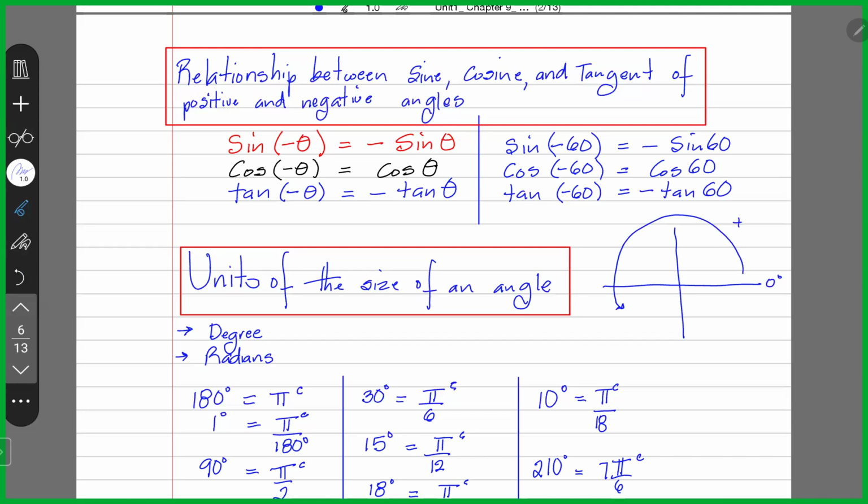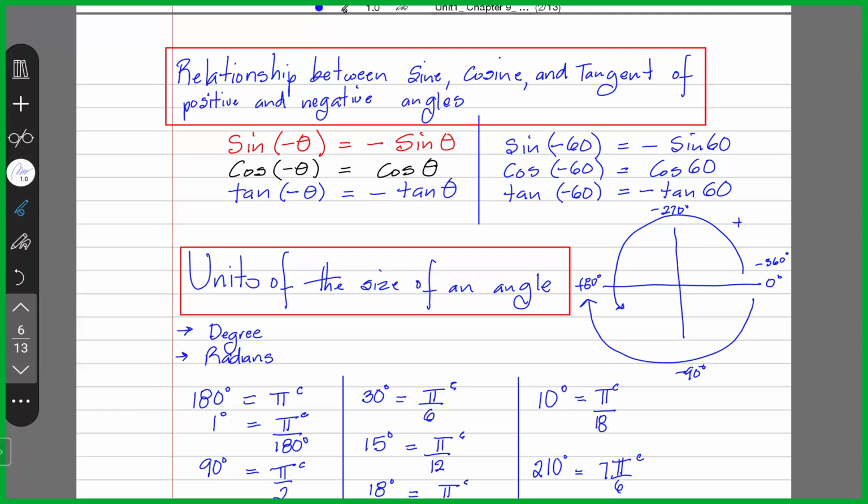The first quadrant is from 0 to positive 90. The second quadrant is from positive 90 to positive 180. That's the direction of positive angles. Now, this is the direction of negative angles: minus 90 degrees, minus 180 degrees, minus 270 degrees, minus 360 degrees. So negative angles go in the other direction.